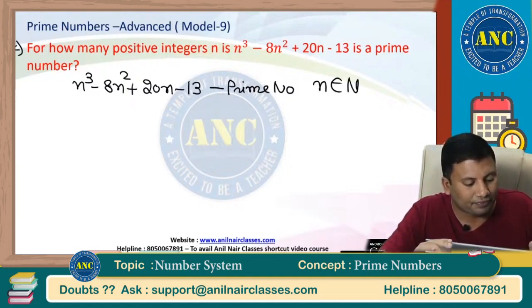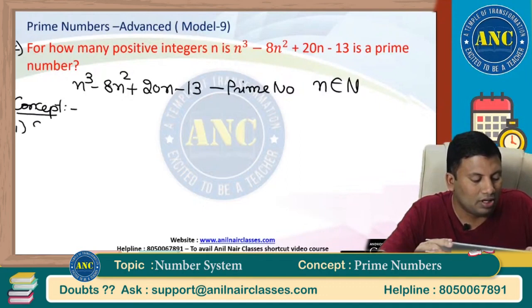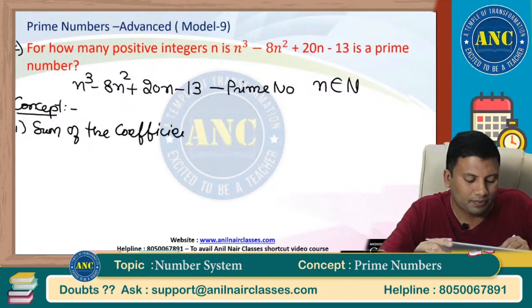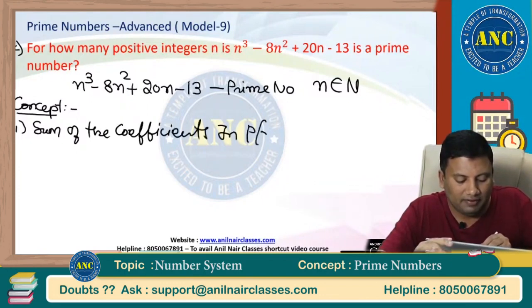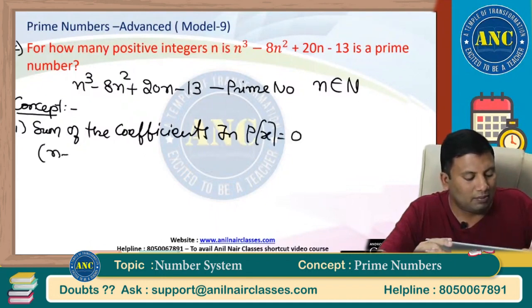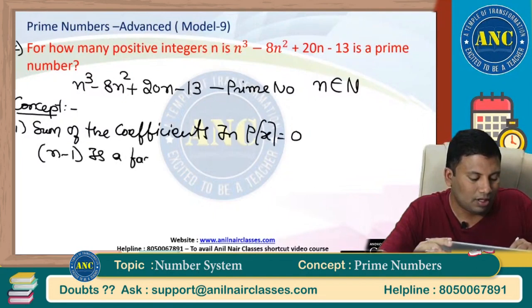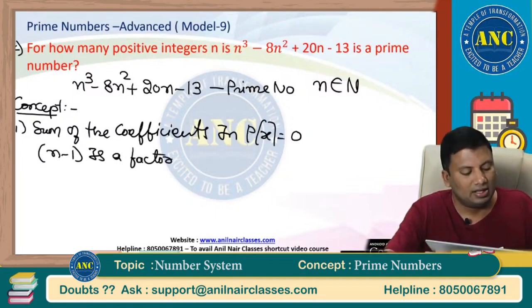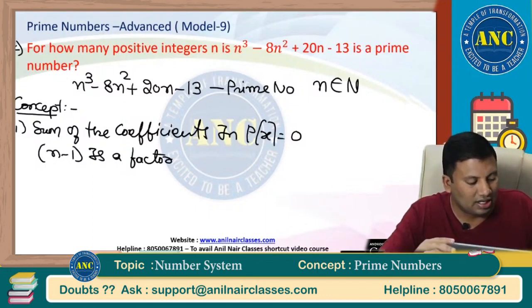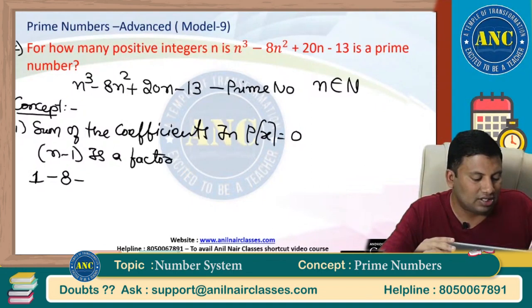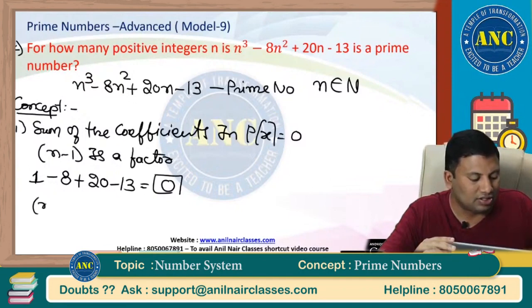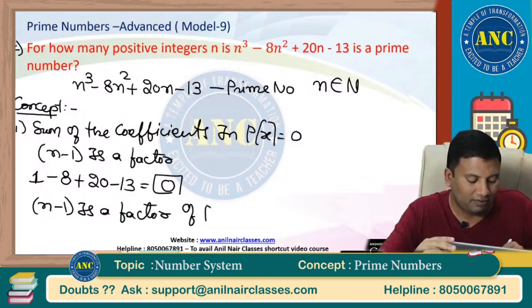Now first write down the concept. First see the concept. If the sum of the coefficients in P of x is equivalent to 0, then n minus 1 is a factor. So let us see the coefficients: n cube 1, minus 8, plus 20, minus 13. 21 minus 21 is 0. That means n minus 1 is a factor of P of x.